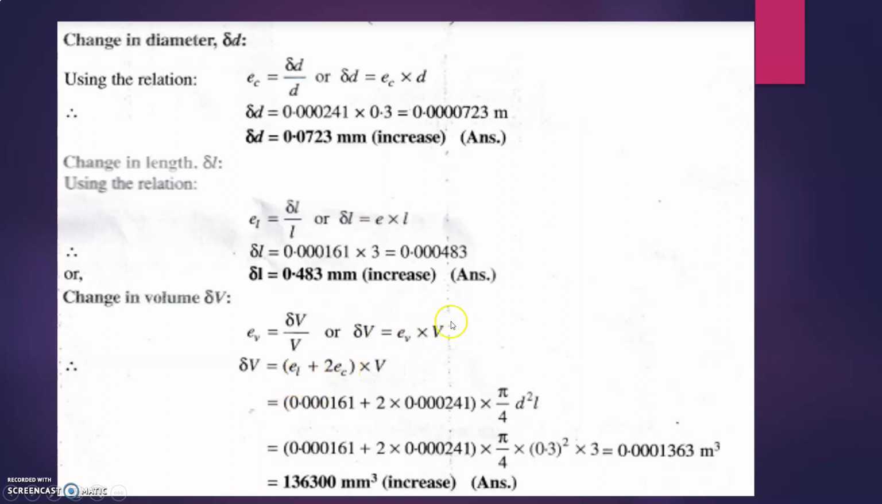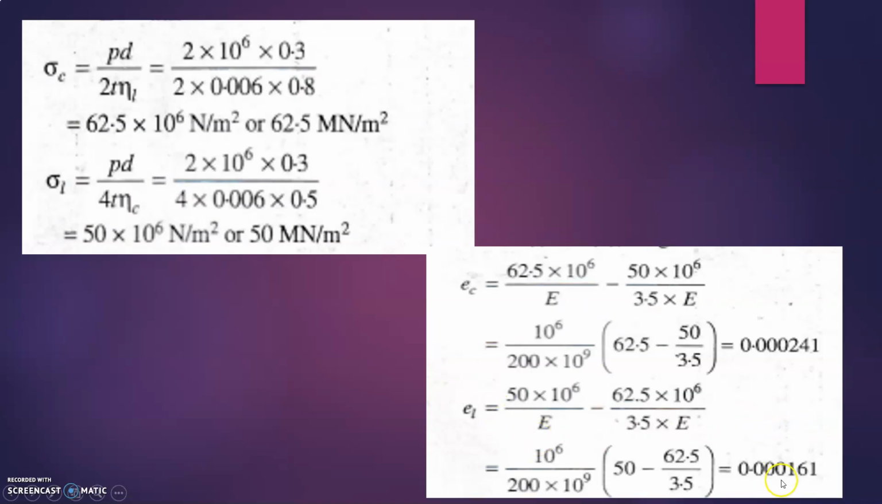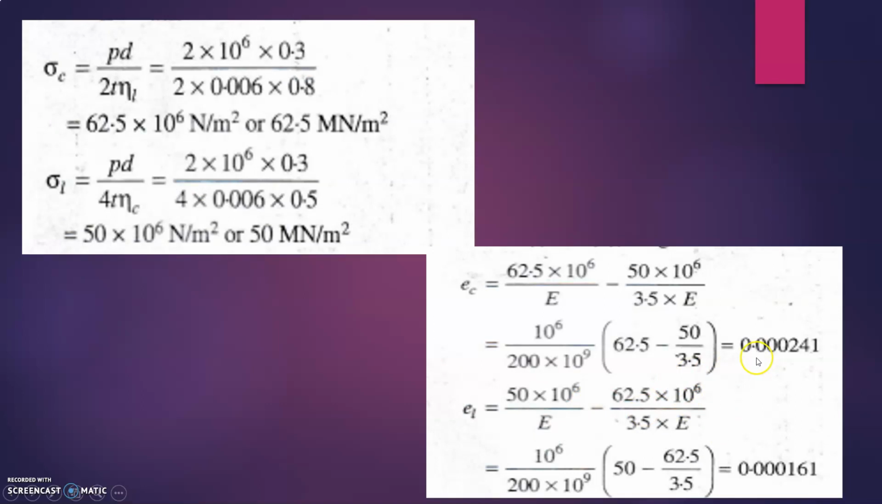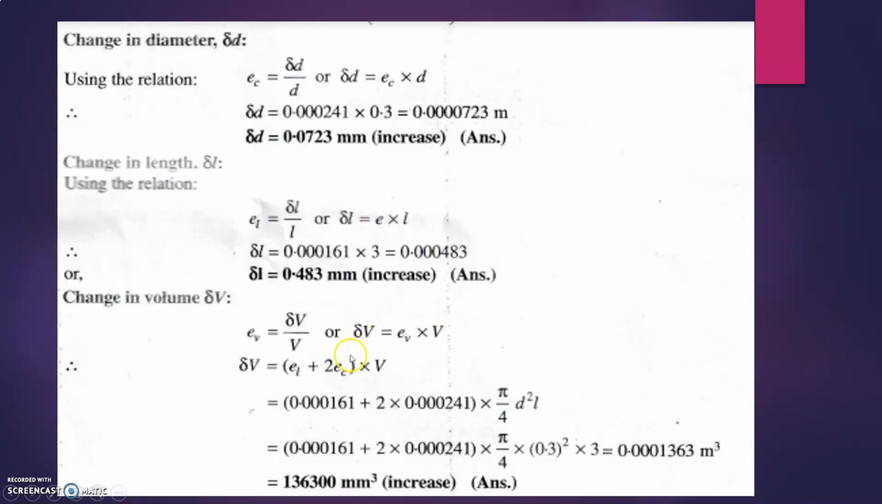We know εL, that is 0.000161, and we know εC, the circumferential strain, 0.000241, into V. V is π/4 into D² into L, not T. So substituting this, you get the change in volume equal to 136,300 mm³.